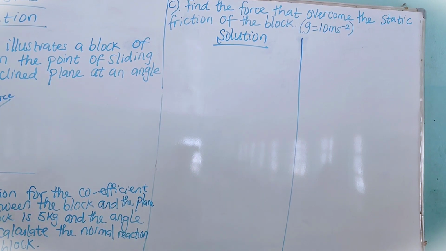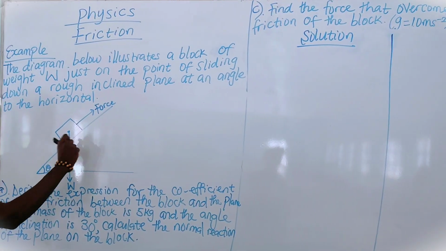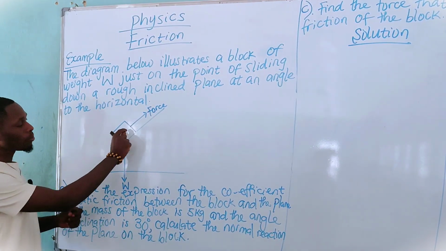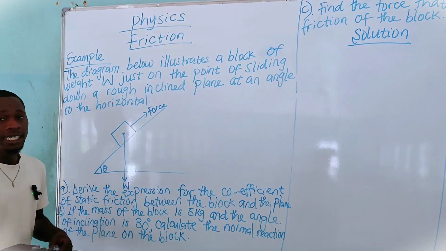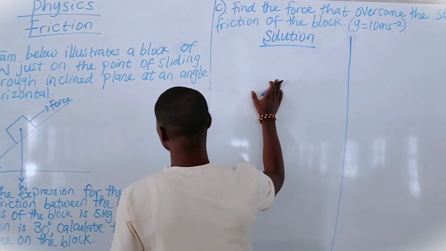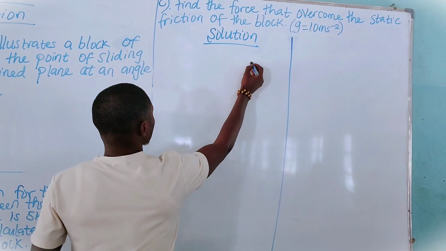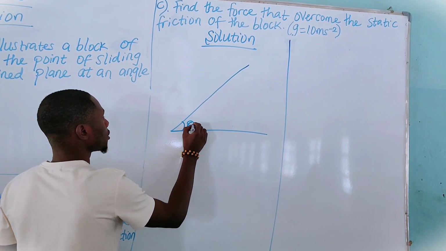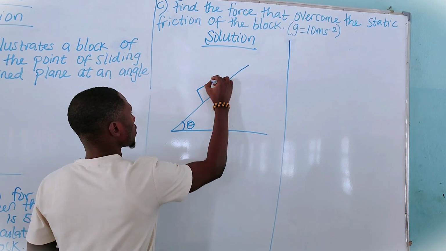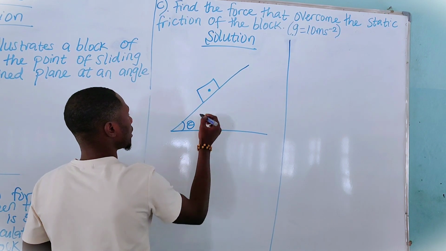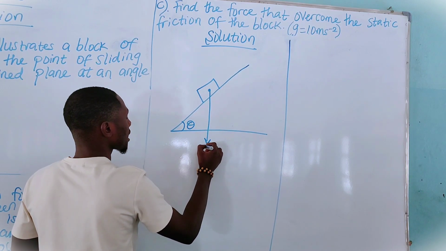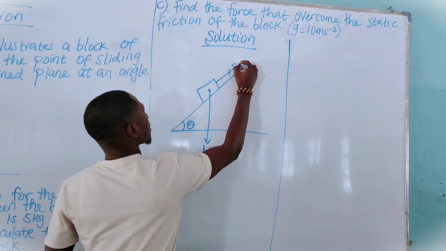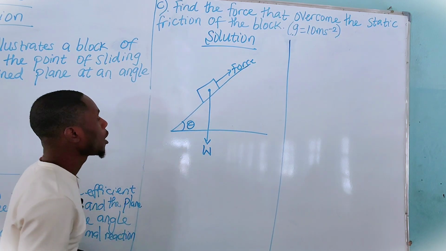Okay, so the first thing for us to do is we need to redraw this diagram and indicate all the forces that are acting on this block of wood on this inclined plane. So I'm going to redraw the diagram. This is my inclined plane, inclined at an angle theta to the horizontal. So this is the block of wood, and the weight of the block is acting downward. And we are told that there is a force that is pulling it up.